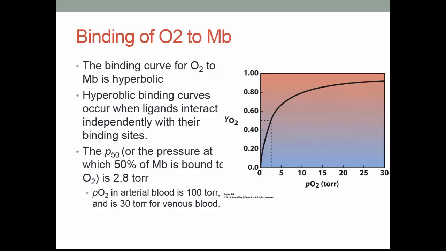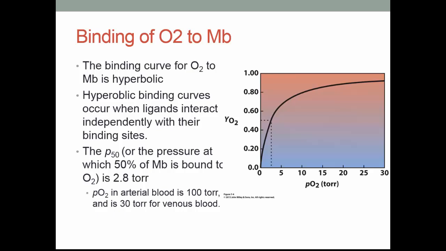If hemoglobin showed a similar hyperbolic curve, then we would say that the binding of oxygen to the first binding site does not affect the binding of oxygen on the second, third, or fourth site. We will see, however, that this is not the case for hemoglobin, and instead of a hyperbolic curve, hemoglobin has an S-shaped or sigmoidal curve, which we will address later on.